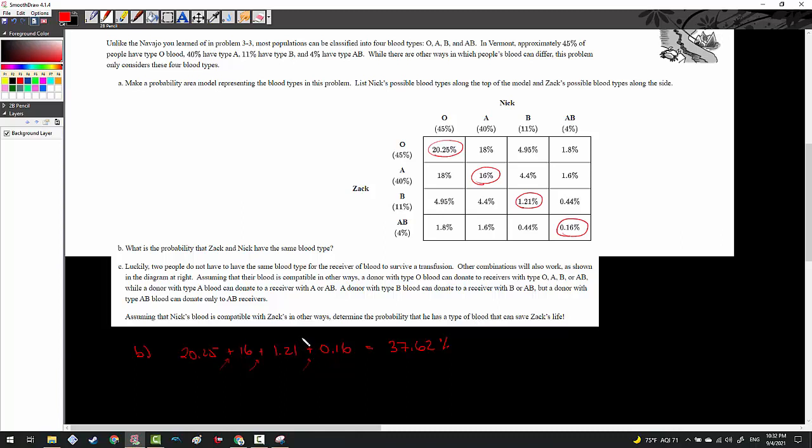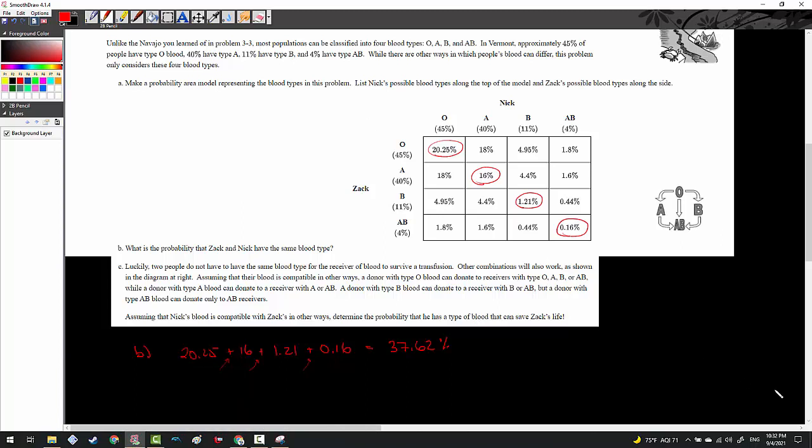It says, luckily, two people do not have to have the same blood type for a receiver of blood to survive a transfusion. Other combinations will work as shown in the diagram to the right. Now, the diagram to the right is actually really confusing, but I will go ahead and copy that in there. Give me a second. And here's our cool diagram.